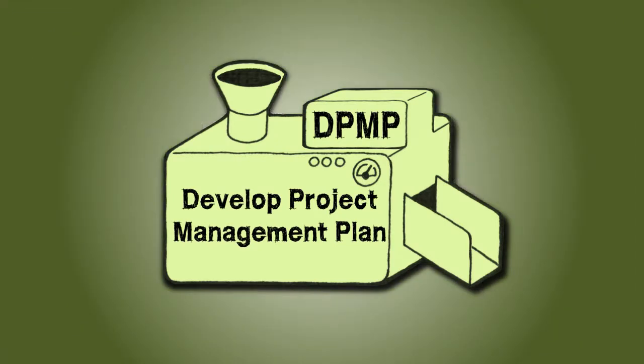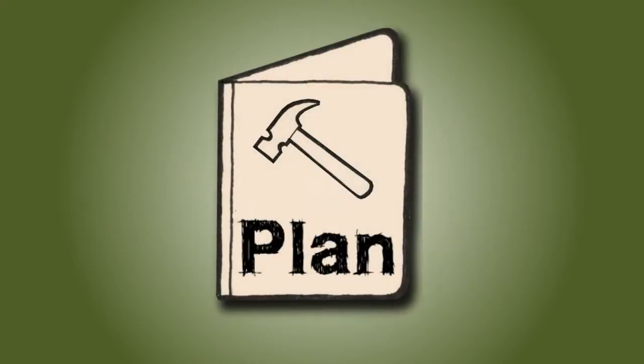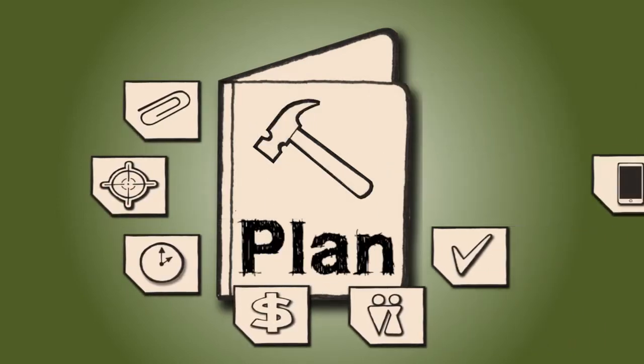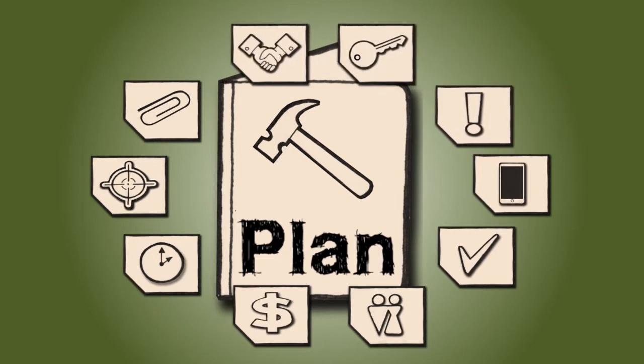The Develop Project Management Plan process falls under the Planning Process group. The Project Management Plan specifies what needs to get done, who will do what, when they will do it, and how it will get done. It's made up of all the subsidiary plans that are developed by the other processes and defines all of the project's work.